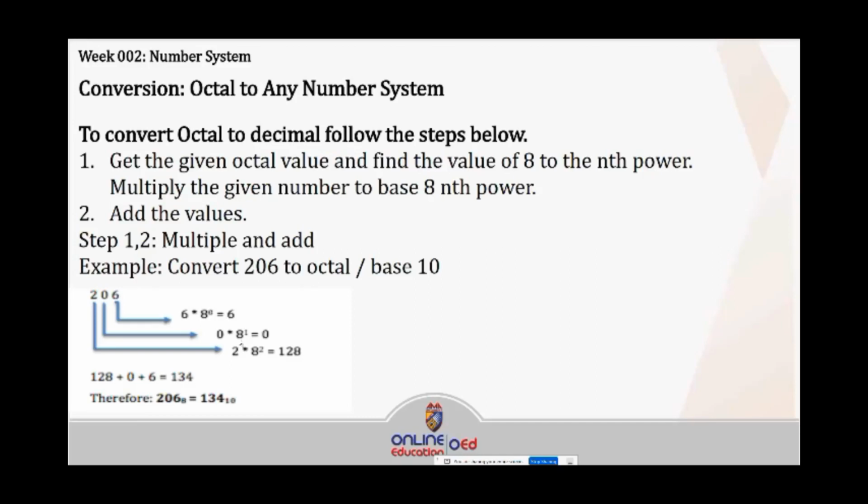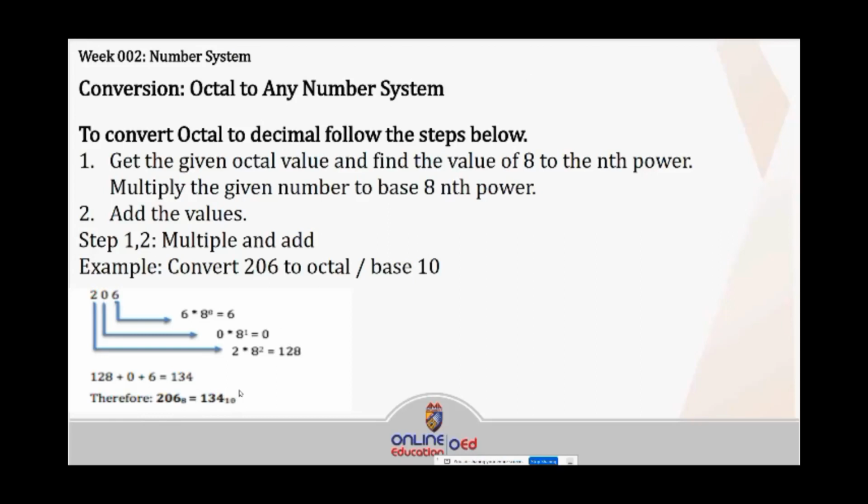Next, 8 raised to 1 is 8, multiplied by 0 is 0. So rules of mathematics again: any number multiplied by 0 is 0. Raise is different from multiplication. And then 8 raised to 2 is 64, it's 8 multiplied by 8. So 64 multiplied by 2 is 128. Next, you just have to add it up. 128 plus 0 plus 6, we will have 134. So therefore, 206 base of 8 is equals to 134 base of 10.